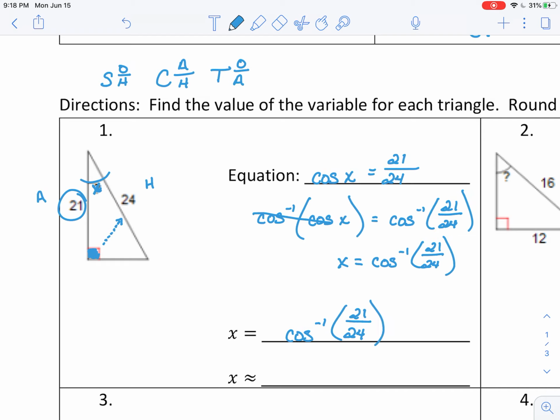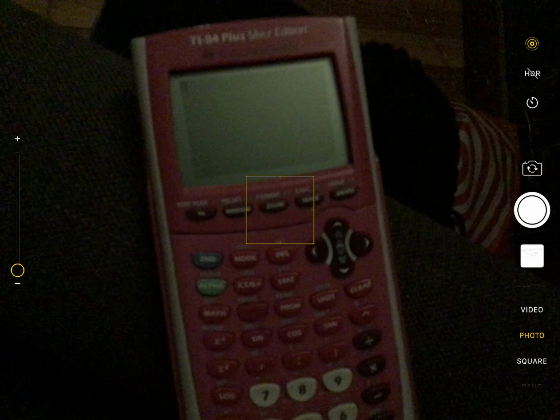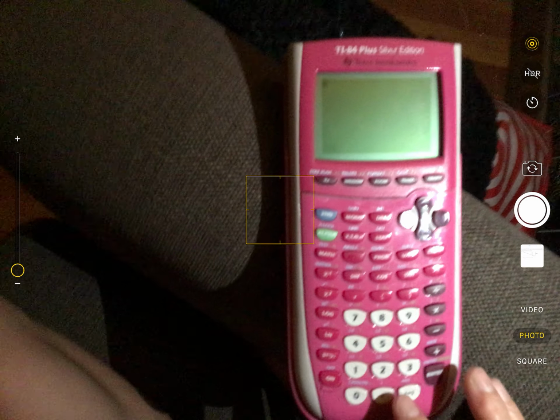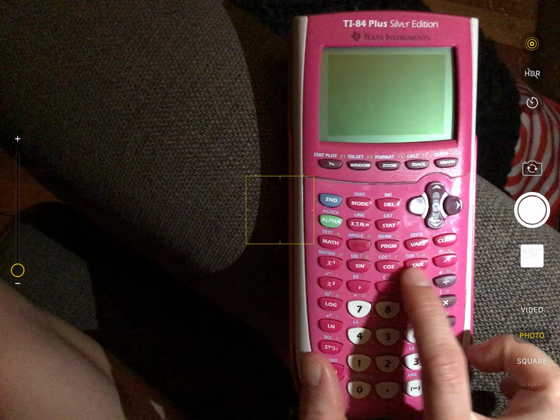This is what is called calculator ready mode. I'm ready to put this in a calculator as long as I know where this is. So I need to find in my calculator a little cosine with a -1. And again, as always, it really depends on what type of calculator you're working with. Where am I? So I'm working with a poorly lit graphing calculator. Let's see if this can help. So I wanted cosine inverse of 21 over 24.